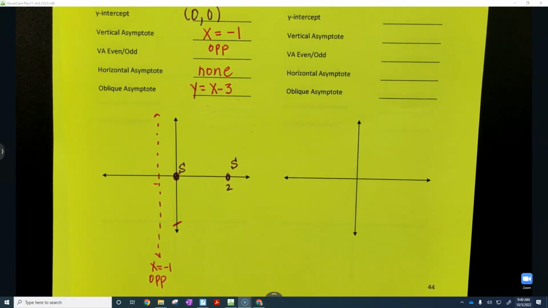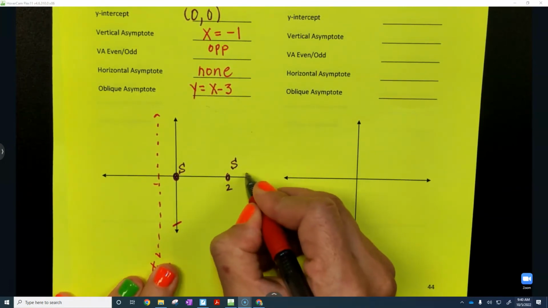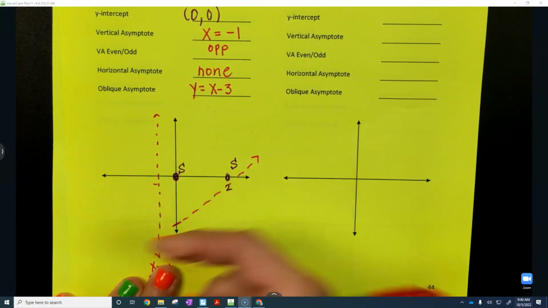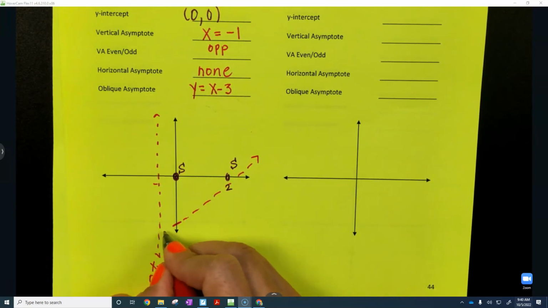So remember, you have an x-intercept at 2. Y'all, if I plug a 2 in right there, what's 2 minus 3? That means that this is below that x-intercept because we got a -1 for the y-coordinate. So when you draw this dashed oblique asymptote, make sure that it is below both of your x-intercepts.